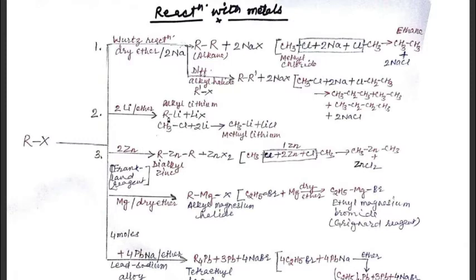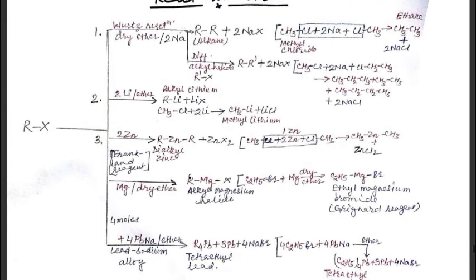Second is when alkyl halides are treated with lithium metal in presence of ether, then alkyl lithium is produced, RLi. Example we can take of methyl chloride. So we get methyl lithium, CH3Li and LiCl is produced. Third, reaction with zinc. Dialkyl zinc is produced. This dialkyl zinc is called Frankland reagent. Okay. Example, when methyl chloride is treated with zinc, then dimethyl zinc is produced.